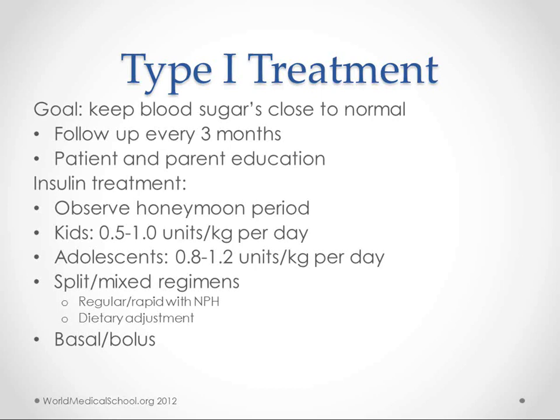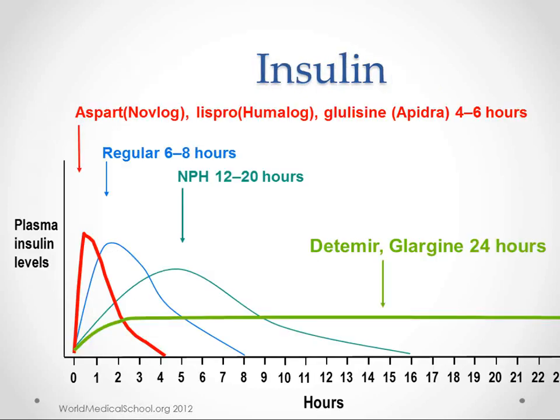Adolescents a little bit more. We have these different types of regimens that we used, the split mixed and the basal bolus. And these are based on the different types of insulin. So the regular insulin that we have has a peak onset within like a half an hour. And this is the insulin that we make in our bodies.